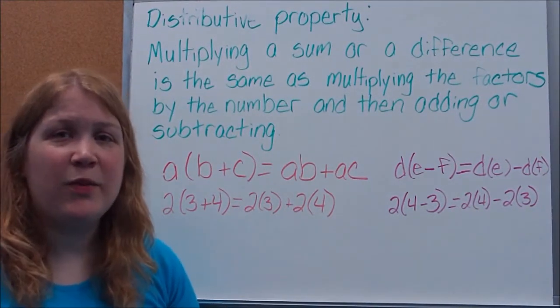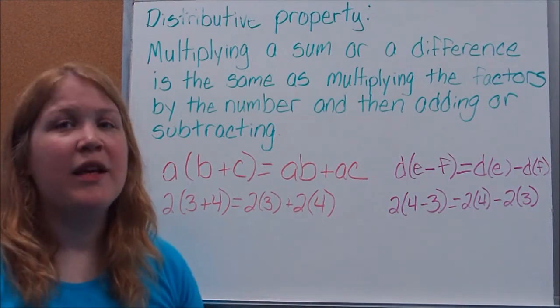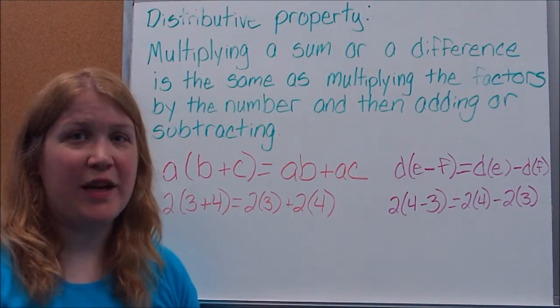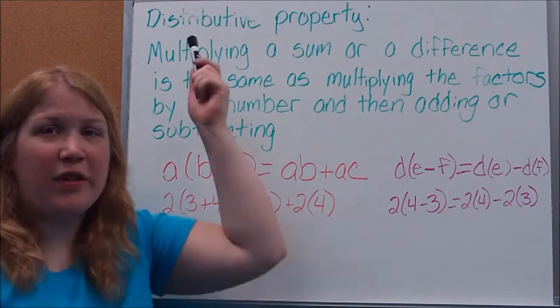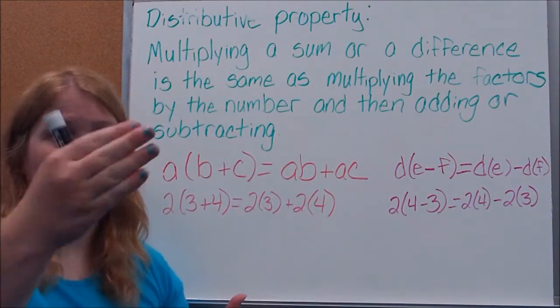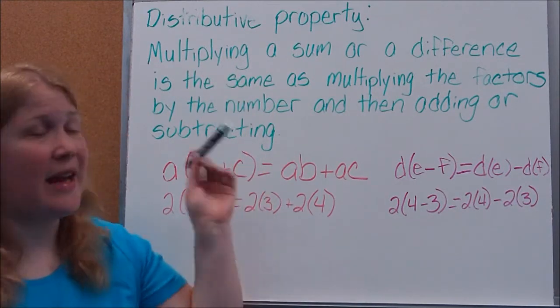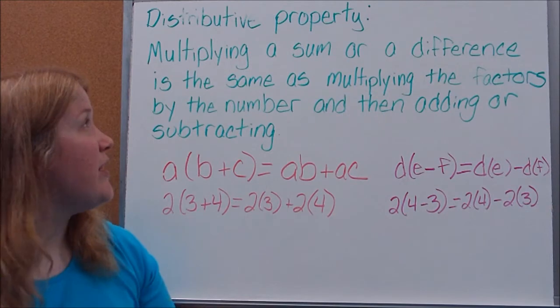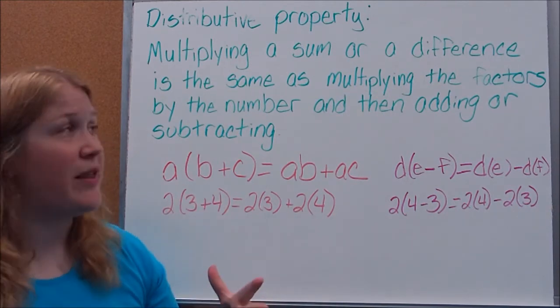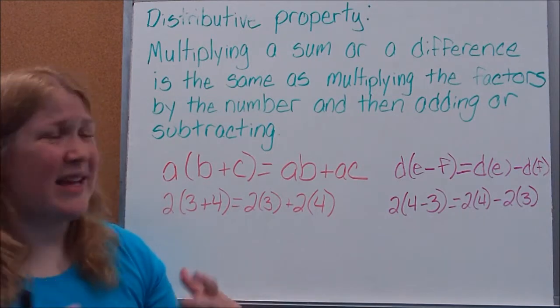All right, the next one we have, and this comes in very handy when we get into solving equations. So this is a good one for you to learn and to understand how it works. This one is called the distributive property. If you're distributing something, it means you're passing it out to different people. So basically, our distributive property tells us that I can multiply the sum or the difference of something in parentheses, which would be the same as multiplying each of those factors by that same number.